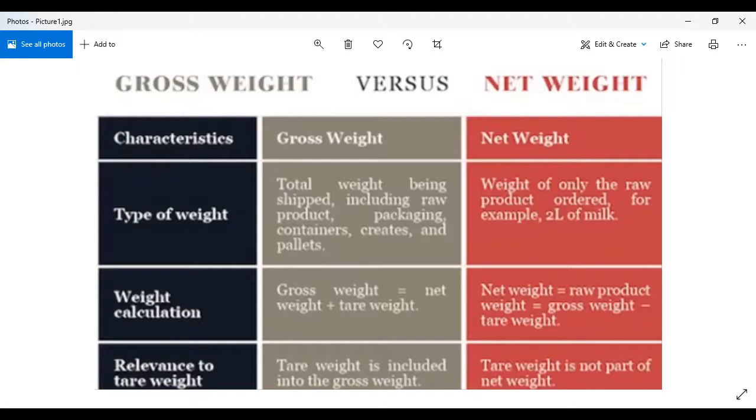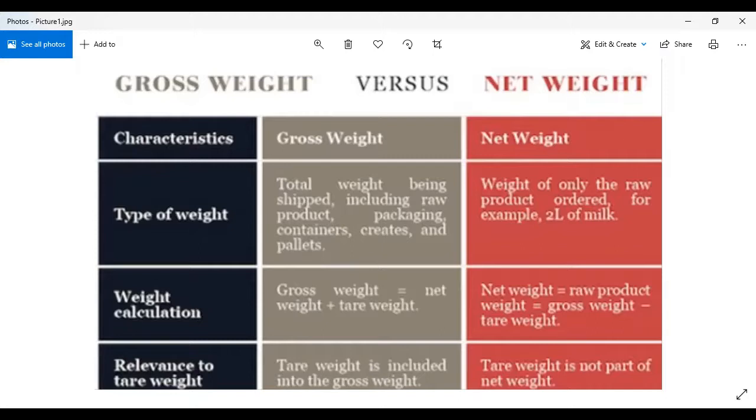Then let's talk about weight calculation. How do we calculate the gross weight? So gross weight is equal to net weight plus tare weight. Now net weight is the weight of that object. The tare weight means the extra weight of the packaging, the box, etc. Right? And what is net weight? Net weight is equal to the raw product, which is equal to gross weight minus tare weight. So you will basically subtract the tare weight from the gross weight to get the net weight of that thing, which is only the raw product weight. Like the example I gave you, when you ordered shoes, only the weight of a pair of shoes would be the net weight of that product, right?